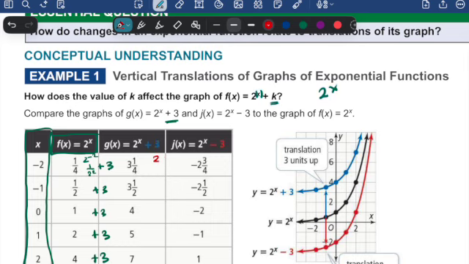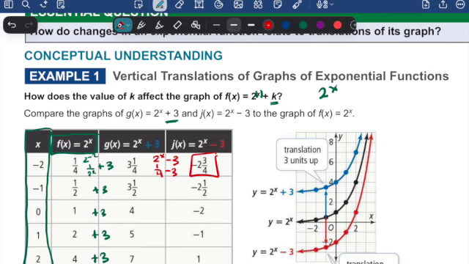So we're going to take 2 to the x and then subtract 3. So we would take 1/4 and subtract 3 to get j of x. That's what we're doing. So we have these values in our table, and we graph them. F of x is the black function, that's our parent function. G of x is the blue one.